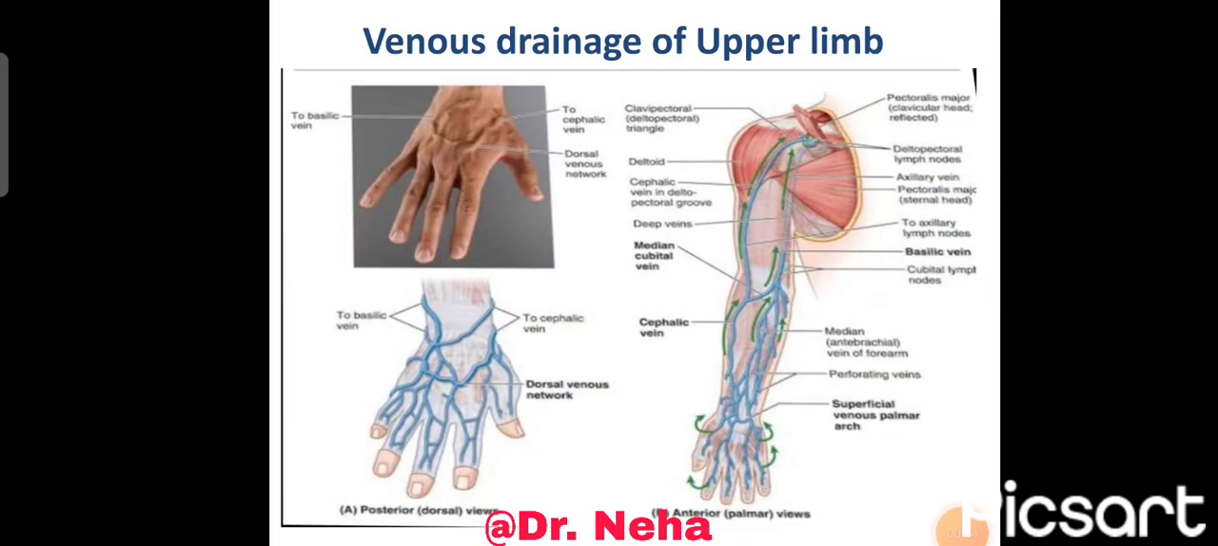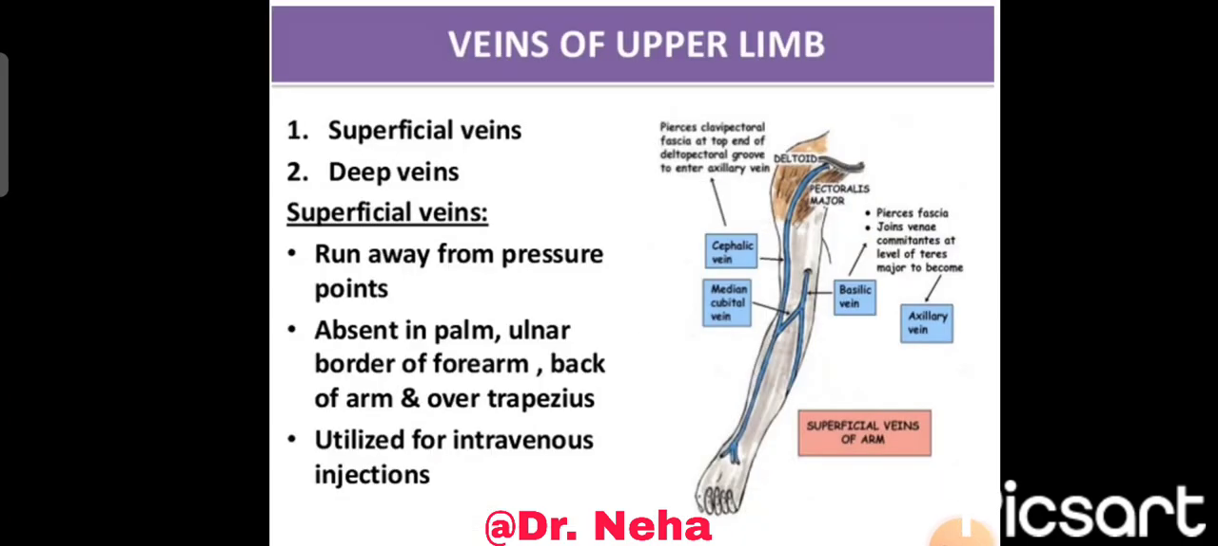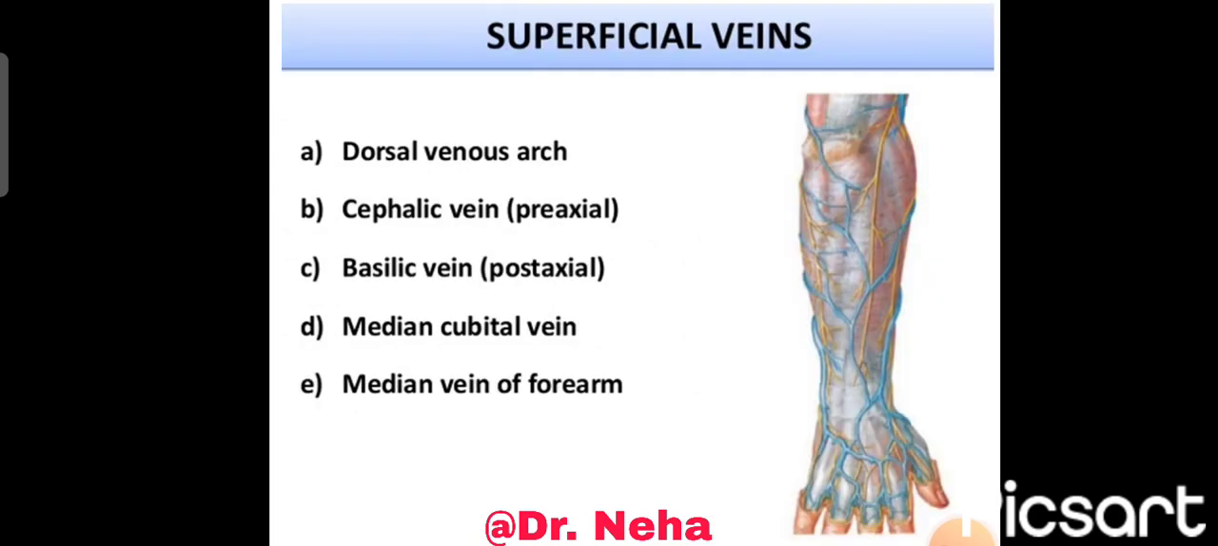Now here we will see about the venous drainage of upper limb. The veins of upper limb contain the superficial and the deep veins. The superficial veins run away from the pressure points. They are absent in case of palm, ulnar border of the forearm, back of arm and over the trapezius. It is utilized for intravenous injections.